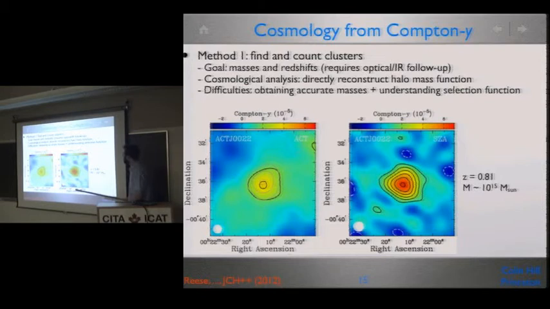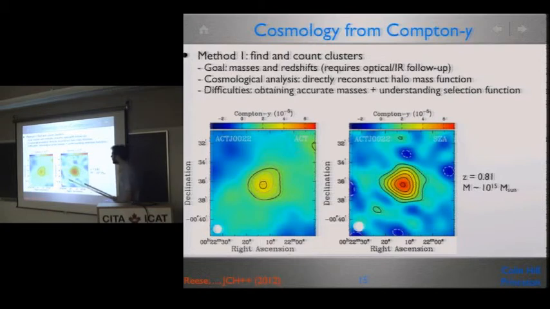So the difficulties here are obtaining sufficiently accurate masses. This is a huge field of study, really. And then also understanding the selection function of your survey. Are the clusters that you're observing actually a fair sample of the clusters that exist in the universe?